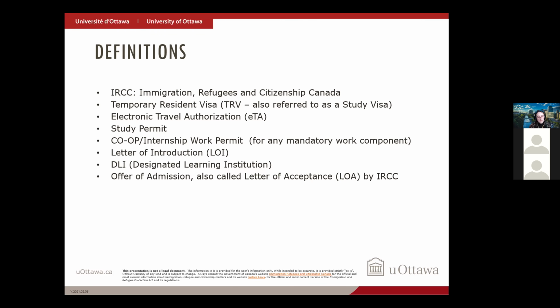DLI, or designated learning institution. In Canada, all of the institutions, universities, colleges, polytechnics, whatever, have to be designated to be able to accept and welcome international students. So that is what a designated learning institution is: an institution that has been designated to accept international students. Offer of admission is what we call it. It's the letter that you would have received from the university. IRCC likes to call it a letter of acceptance, or LOA. So just know that if you see LOA or letter of acceptance, they mean your offer of admission.